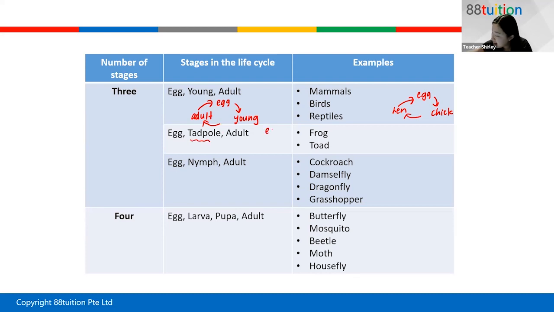So basically it is egg, tadpole, adult. Okay, so which one has egg, tadpole, adult? That will be your frog and toad. Then we can call them tadpole.